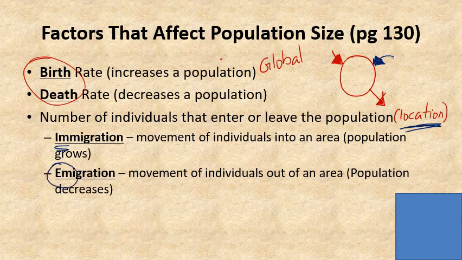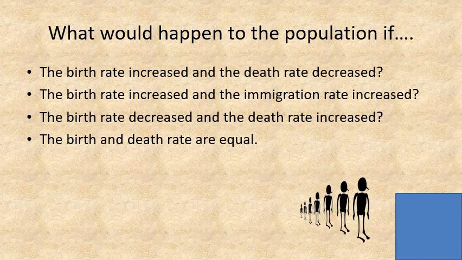Emigration is when you leave a population. So emigrate means to leave, and you want to think of emit, which starts with an E. Now they both sound the same, immigration and emigration. We try to pronounce immigration with the I, and for emigration, the E. You should be able to predict what would happen to a population.